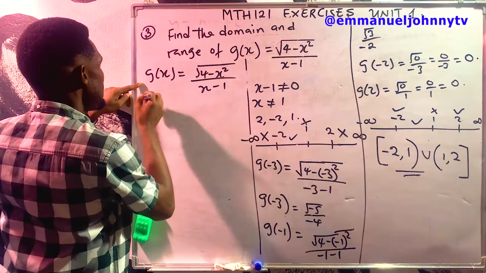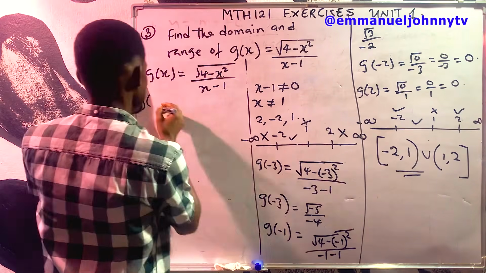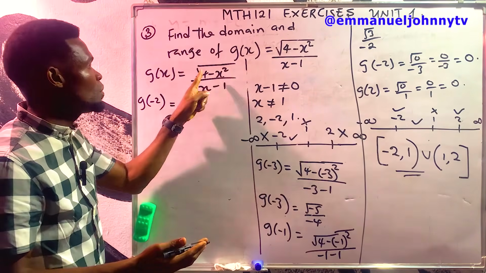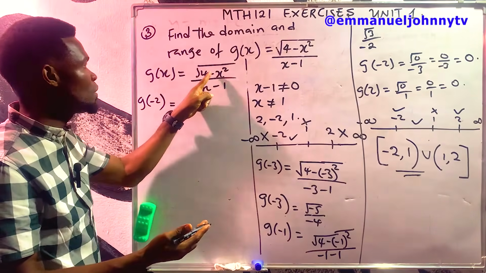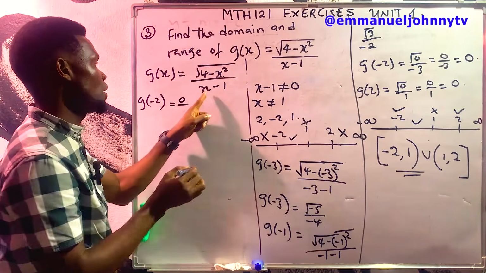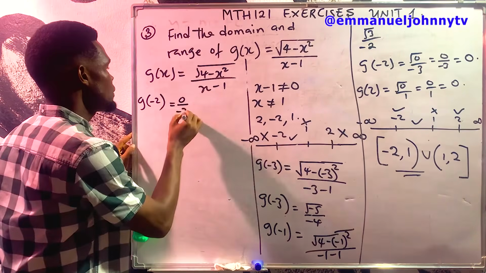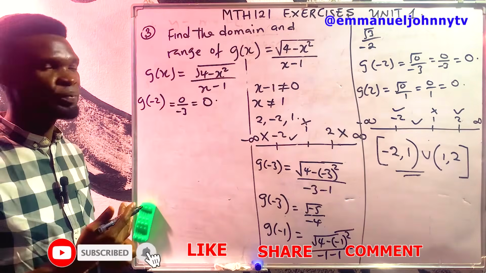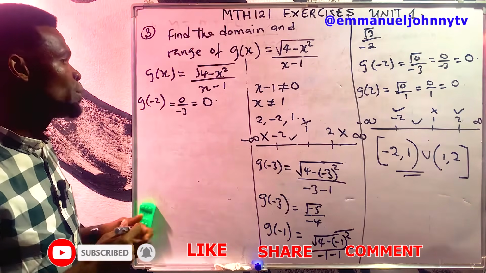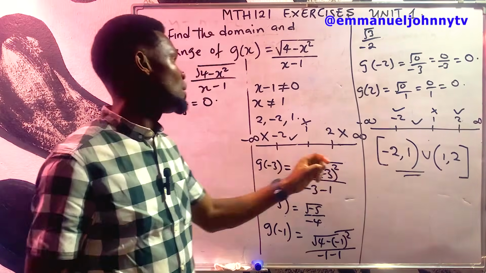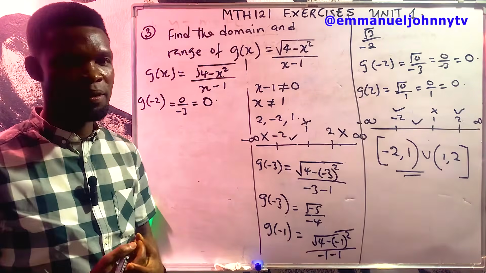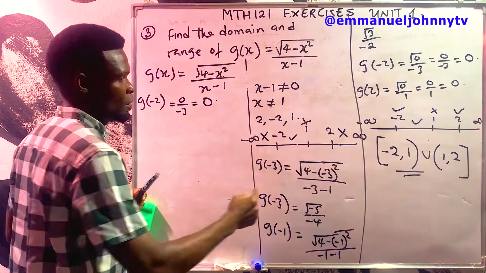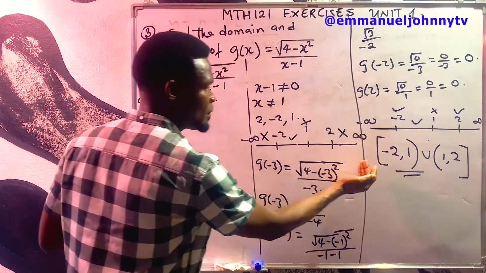Okay, so let me find g of -2. If I put -2 here, -2 squared is 4. So 4 minus 4 is 0. Square root of 0 is 0. That will be 0 all over -2 minus 1, -3. Of course, 0 divided by anything is 0. So it outputs 0. Of course, I don't need to put 1 because already it will make the function undefined. So I skip that.